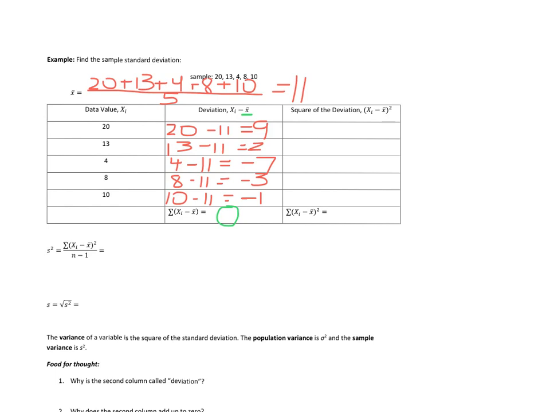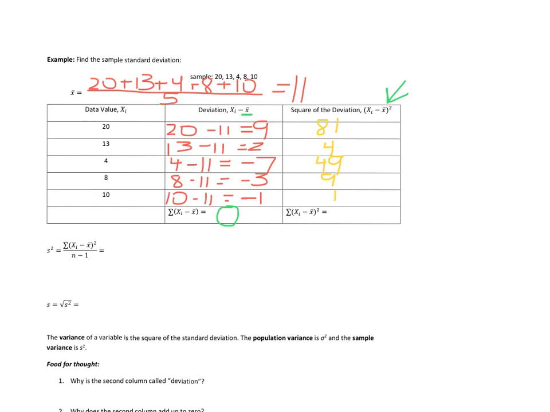So how do we get past that? Remember, we square the deviation, so the sum doesn't end up being 0. So let's square all of the deviations we just found. So 9 squared, 2 squared, negative 7 squared, negative 3 squared, and negative 1 squared. Okay, so we have the square deviations.